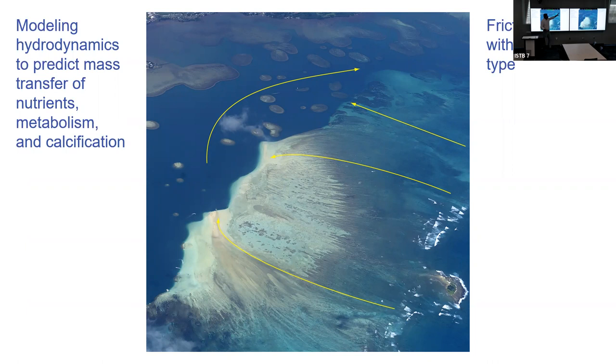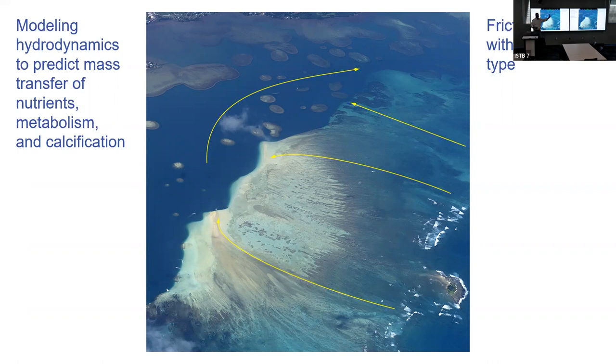Friction of the bottom varies with the bottom type. So sand is smooth, less friction. Corals are rough, there's more friction. And that affects how fast the water flows in different areas. And they were just using a single friction factor for the whole thing. That's why the hydrodynamics didn't work.